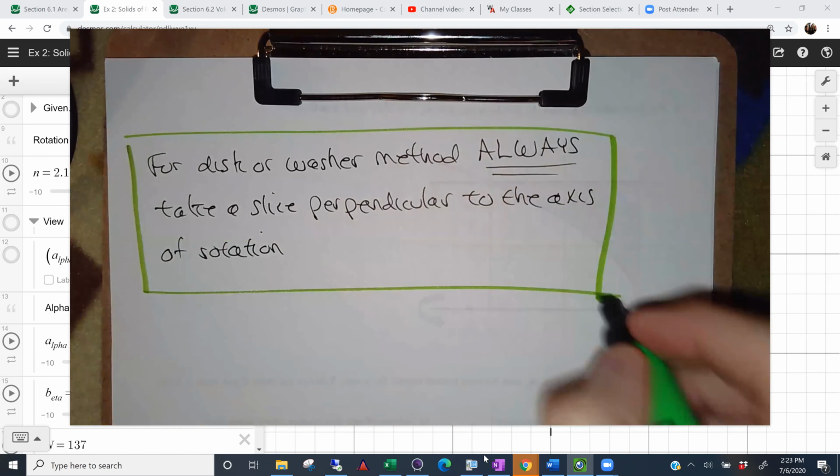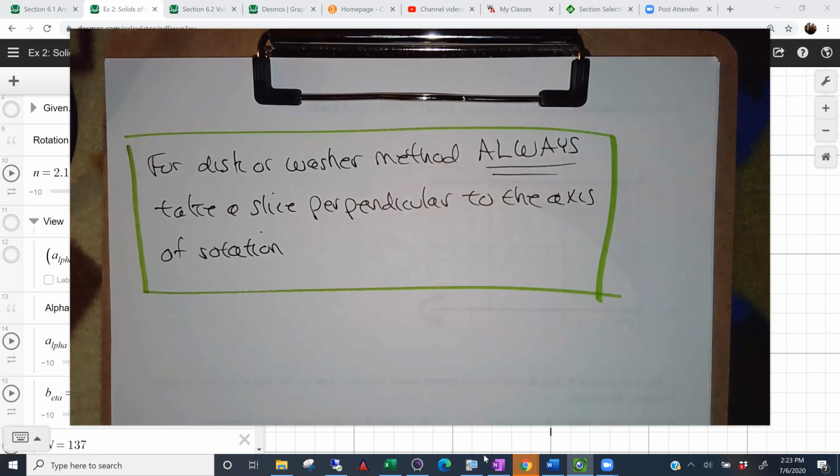On your exam, sometimes I'll say, set it up by the washer method, set it up by the shell method. And the way you take your slice is literally like half of the points that I award for that problem. Because if you take the slice in the wrong direction, you're doing the wrong method. Okay.